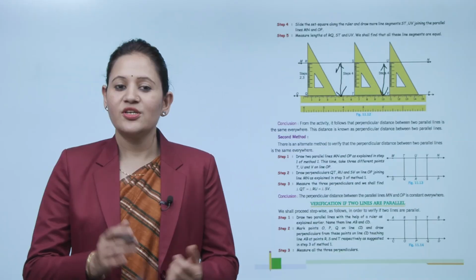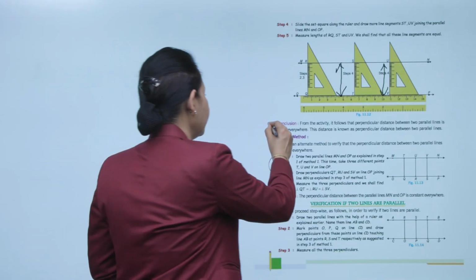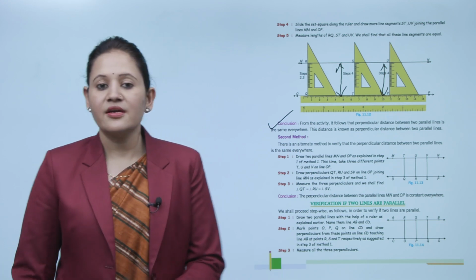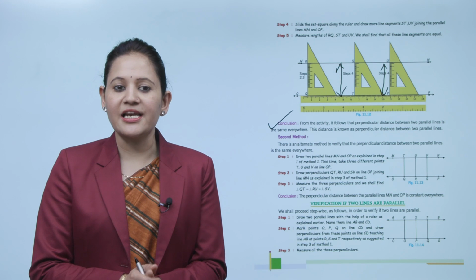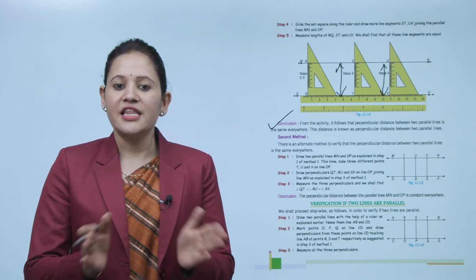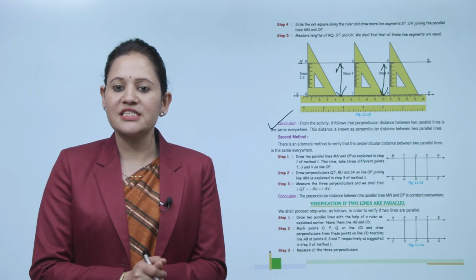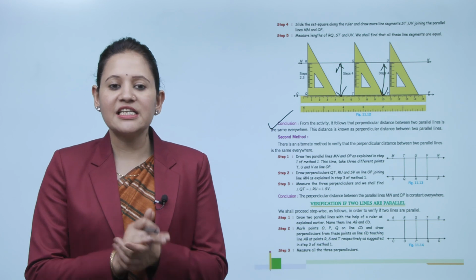Clear? So what is the conclusion? From the activity, it follows that the perpendicular distance between two parallel lines is the same everywhere. This distance is known as the perpendicular distance between the two parallel lines. Second method.